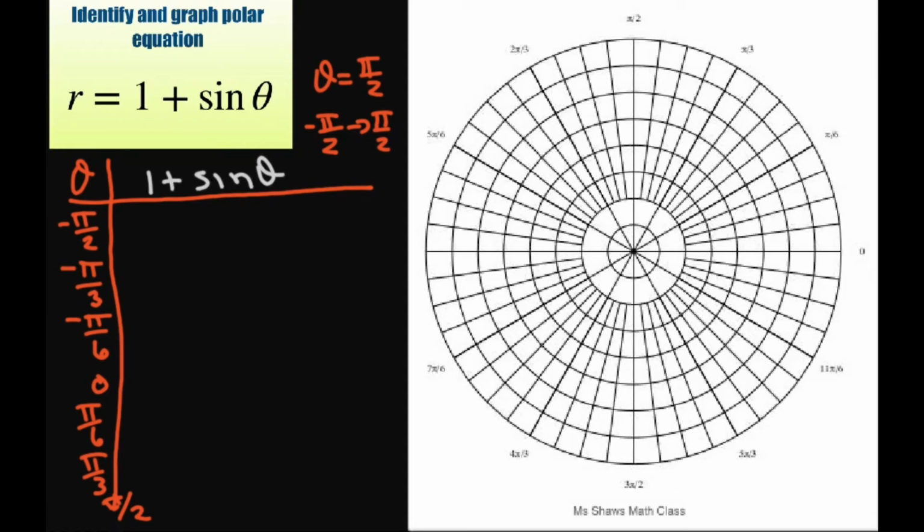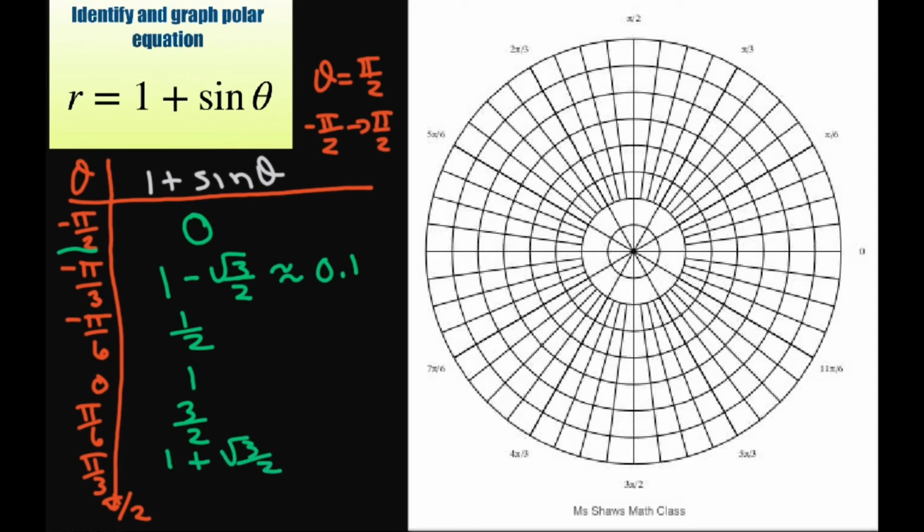Substituting in our angles, we get 0 at negative pi divided by 2. For negative pi divided by 3, that's 1 minus square root of 3 divided by 2, approximately 0.1. At negative pi divided by 6, we get 1/2. At 0, we get 1. At pi divided by 6, we get 3/2. At pi divided by 3, we get 1 plus square root of 3 divided by 2, approximately 1.9. And at pi divided by 2, we get 2.